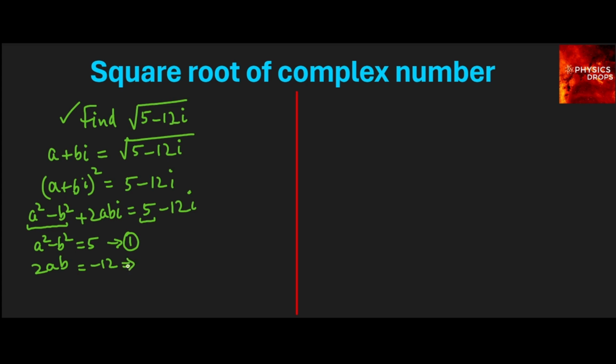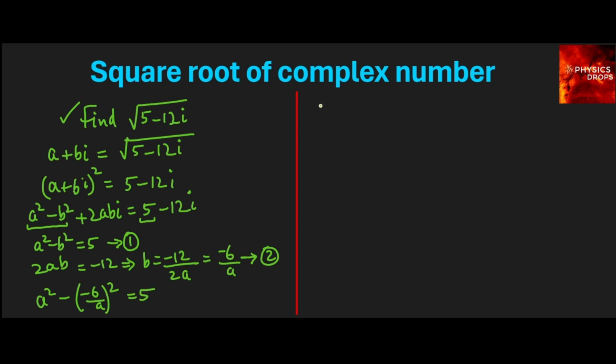And the second we can further simplify, let's find b from this. So we get b equals minus 12 by 2a, which simplifies to minus 6 by a. B equals minus 6 by a. Let's call this equation 2. And let's substitute equation 2 in equation 1, the value of minus 6 by a. Then this becomes a square minus (minus 6 by a) whole square, because instead of b I am putting minus 6 by a, that equals 5.